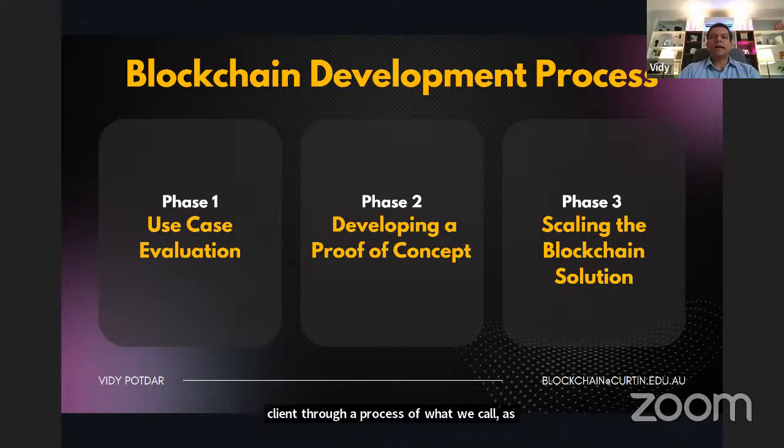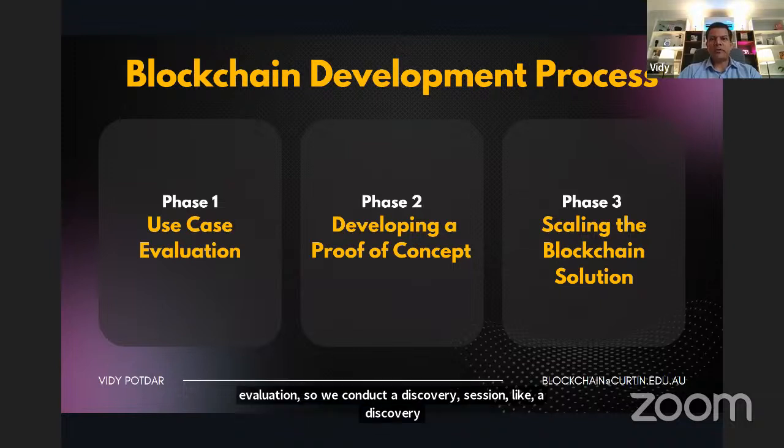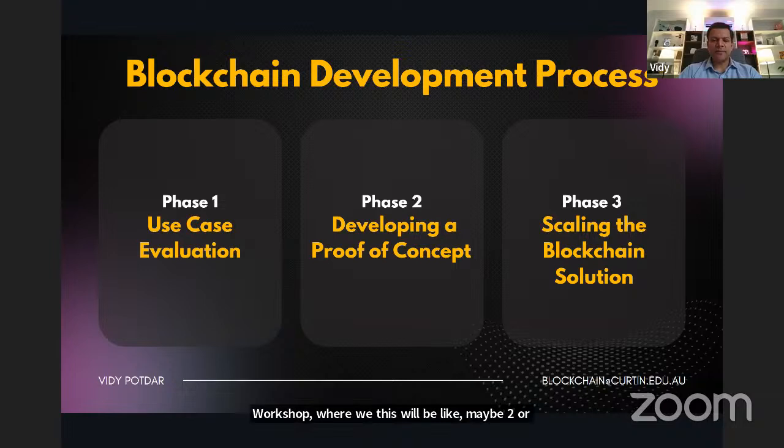We conduct a discovery session, like a discovery workshop, maybe 2 or 3 hours in a workshop style, where we question the client about what the problem is, try to understand what problem they are solving and what challenges are involved. And then firstly, we assess whether blockchain will be a technology that will help them solve this problem or not. That is the first thing that we do in phase one, use case evaluation.